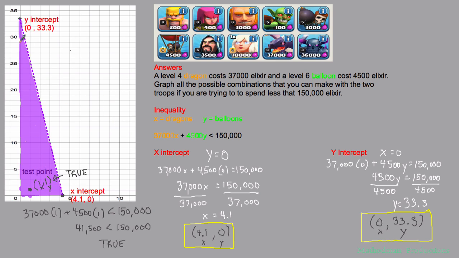So let's talk about what this purple shaded part of the graph means and why I didn't shade the negative numbers. I didn't shade the negative numbers because I can't get a negative dragon or a negative balloon. The side that's shaded right here means that those are all the possible combinations that I can make with dragons and balloons.